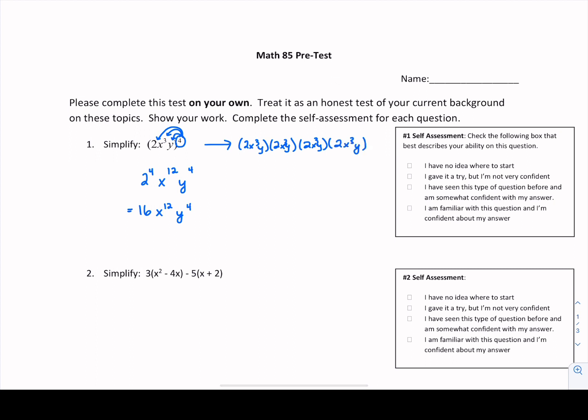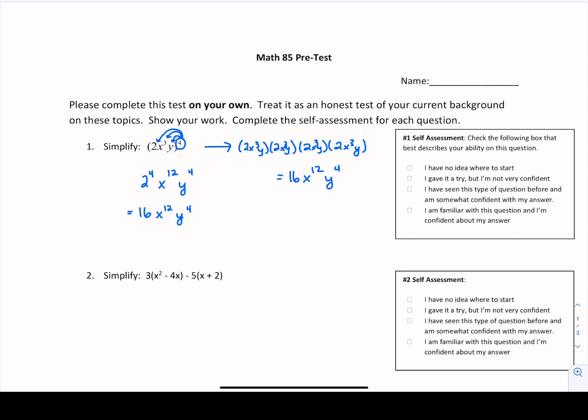If you were to multiply all of these together, 2 times 2 times 2 times 2 is 16. X cubed times x cubed would be x to the 6th. When you multiply that by x cubed, you'd get x to the 9th, and then x to the 12th with that final x cubed. And then y times y times y times y would be y to the fourth power. So you can think of this both ways, but when you have a power sitting outside the bracket and a term on the inside of the bracket, you bring that power inside and apply it to everything inside those brackets.